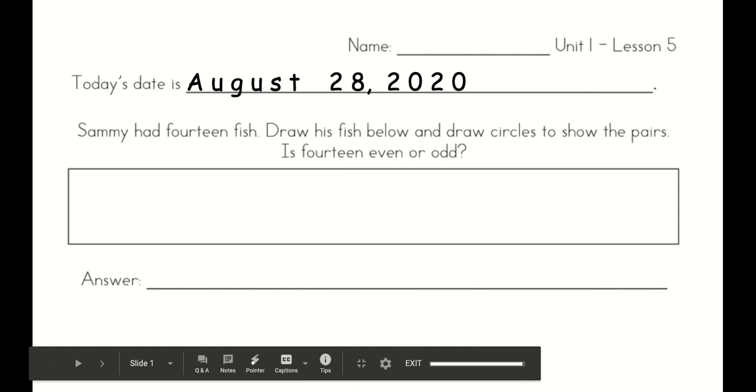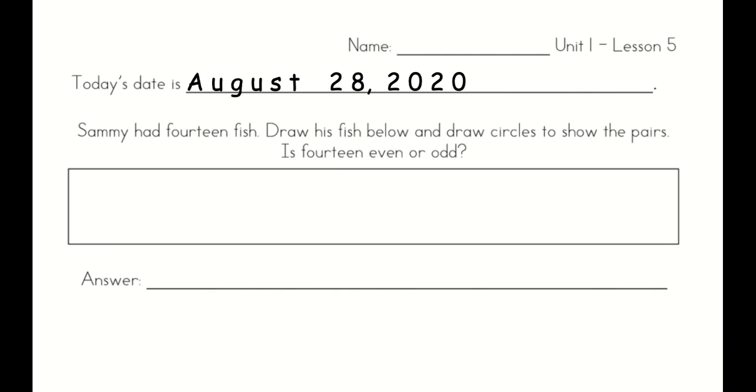So we are on Unit 1, Lesson 5. Today is Friday, August the 28th, 2020. I've been noticing that some people have not been putting the date on their paper. Please take time now to do that, even if you have to pause the video.